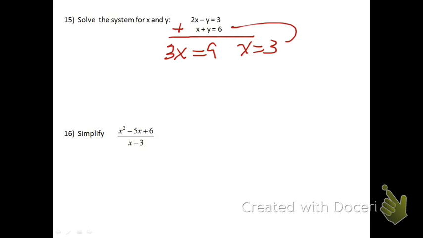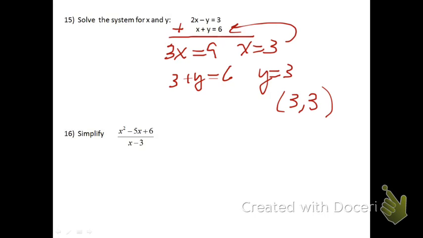And now to find y, I'm just going to go back to this equation. I know that 3 plus y is equal to 6, so y has to be equal to 3 also. So my ordered pair is 3, 3. X is 3 and y is 3.